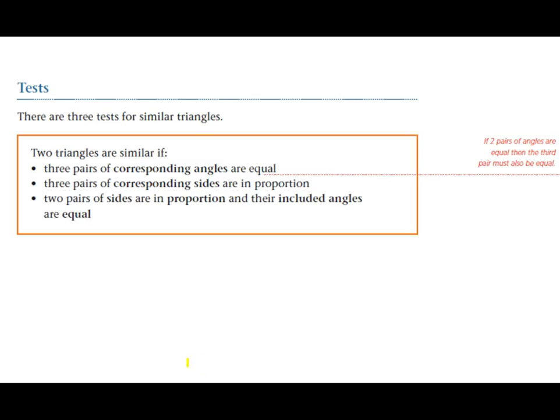Okay, it's not another example, it's the tests. So here are the three tests for similar triangles. Two triangles are similar if three pairs of corresponding angles are equal, three pairs of corresponding sides are in proportion, in other words they have the same scale factor, two pairs of sides are in proportion and their included angles are equal. So that's the three tests for similar triangles. Okay, let's copy that one down.